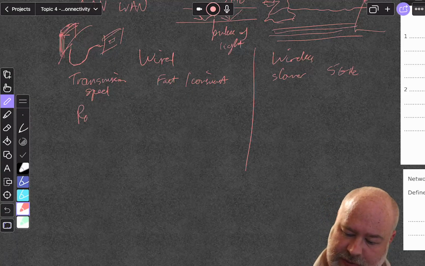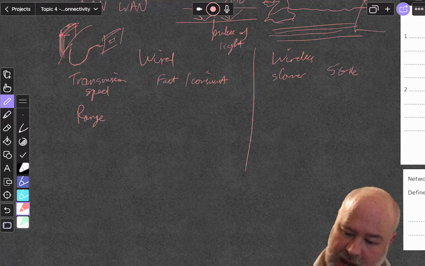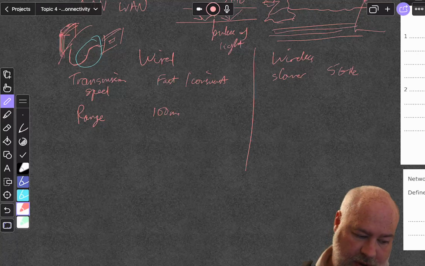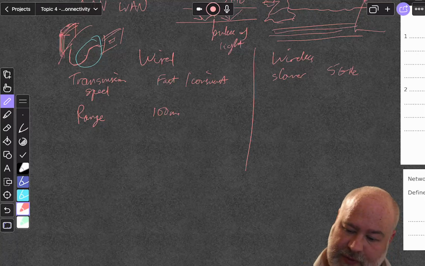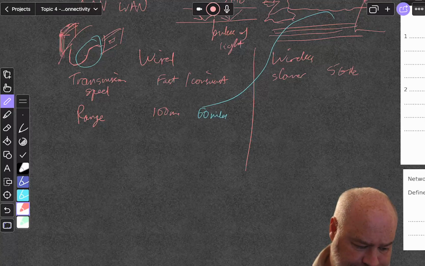Then we have the range, right? So Ethernet over copper wire, like the one I just described going to your house, probably going to be about 100 meters, still quite far. And fiber optic, like the one I was just describing earlier, that could be like 60 miles, something like that. So you go over to France easily.